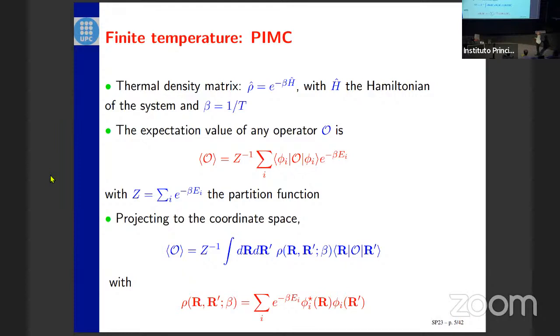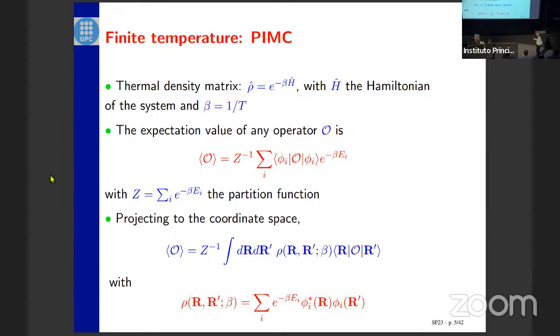If you are able to access this, every expectation value can be solved in this way, as you know from statistical mechanics. Z is the partition function. If you project this equation in the coordinate space, you get this expression here, in which appears this term, which is the spatial representation of the density matrix. So the idea is that you need to calculate this density matrix, or to have an estimation of it, and then sample any operator through this relation.